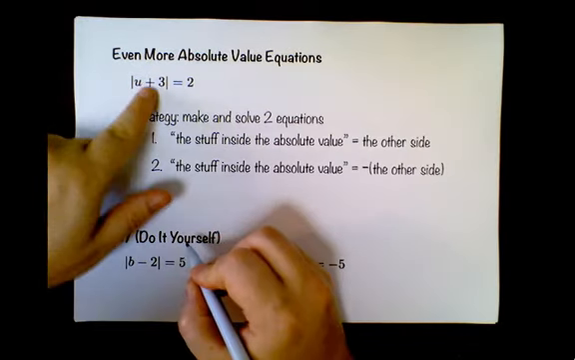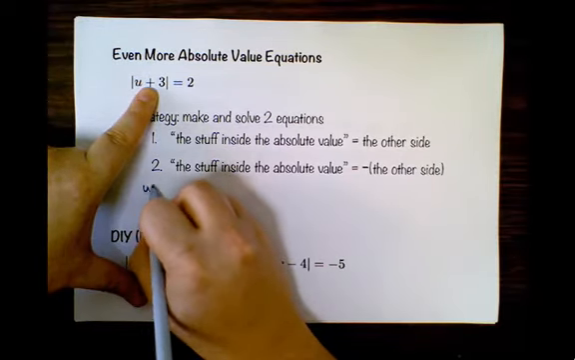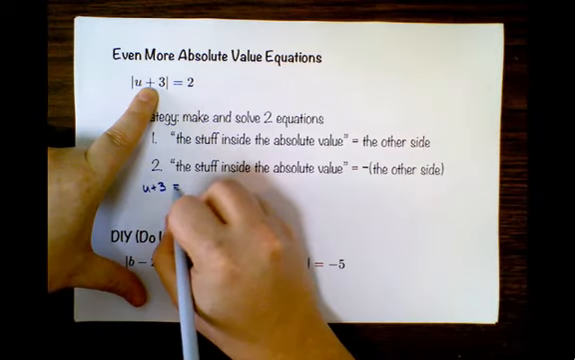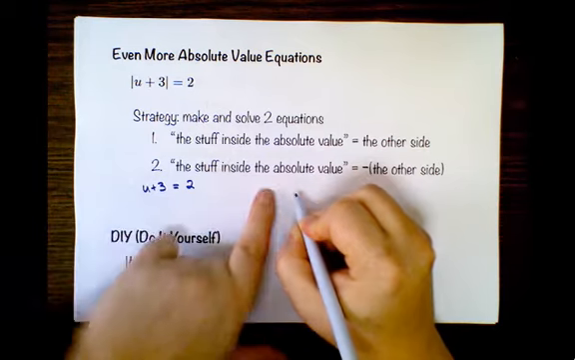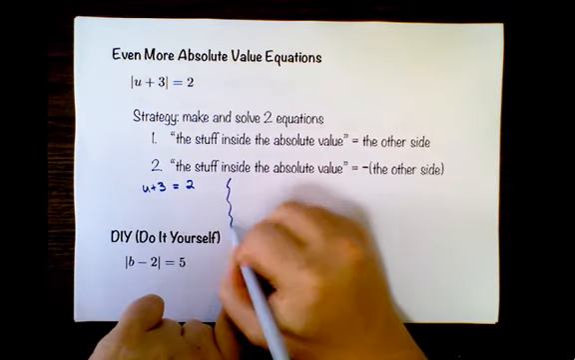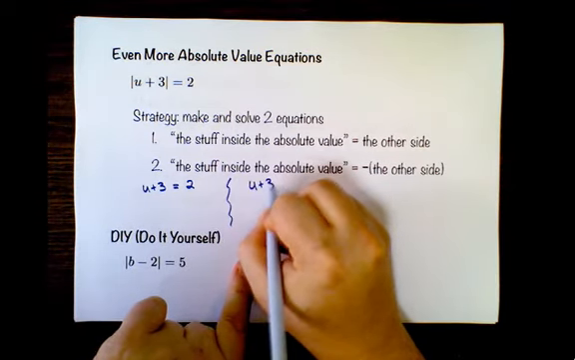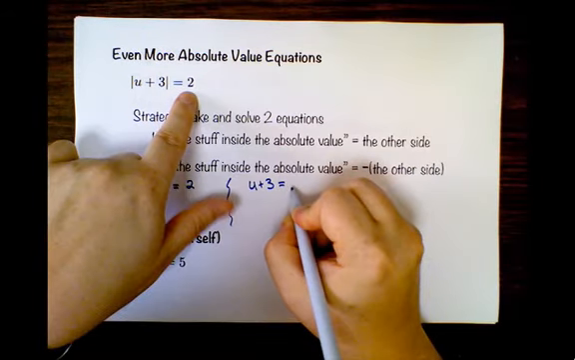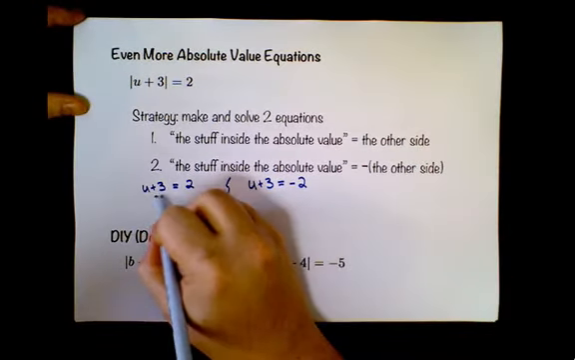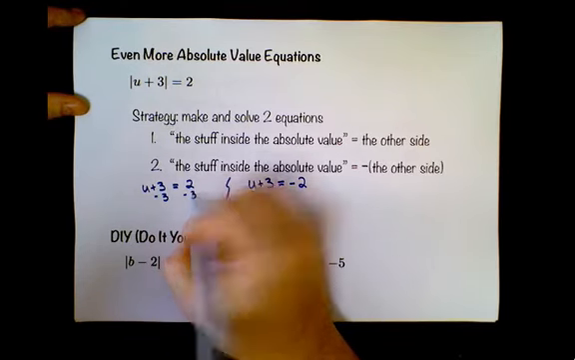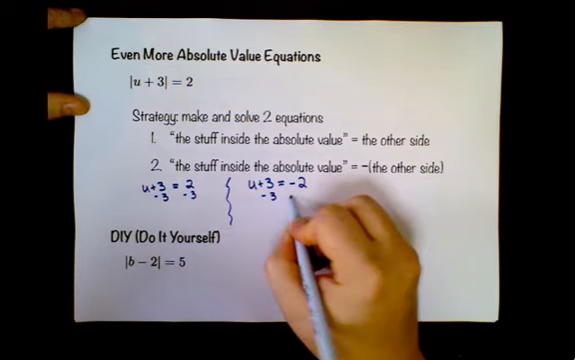So here I'm going to take this stuff, u plus 3, and first I'm going to say it equals 2. I also have to set up another equation. U plus 3 is equal to the negative 2. Okay? Alright, I'm going to solve for you now. Subtract 3, and same over here. Subtract 3, subtract 3.